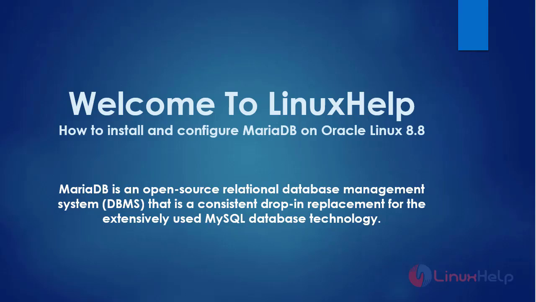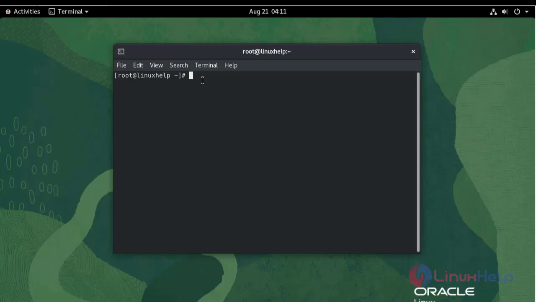Welcome to Linux Help. Today we're going to see how to install and configure MariaDB on Oracle Linux 8.8. MariaDB is an open source relational database management system (DBMS) that is a consistent drop-in replacement for the extensively used MySQL database technology. First, I'm going to check the OS version by using the following command.